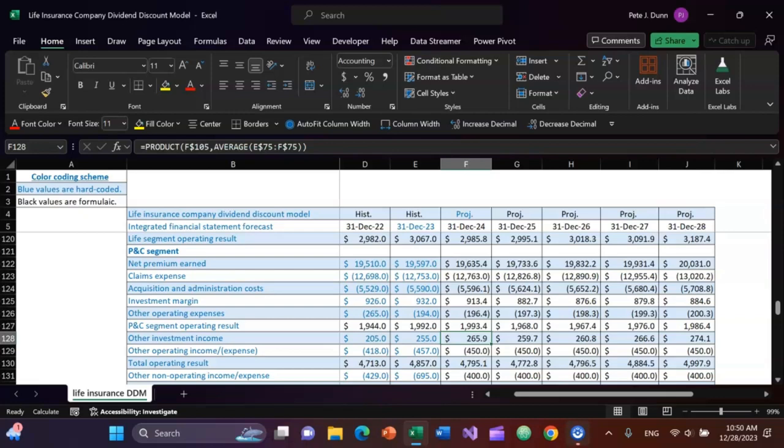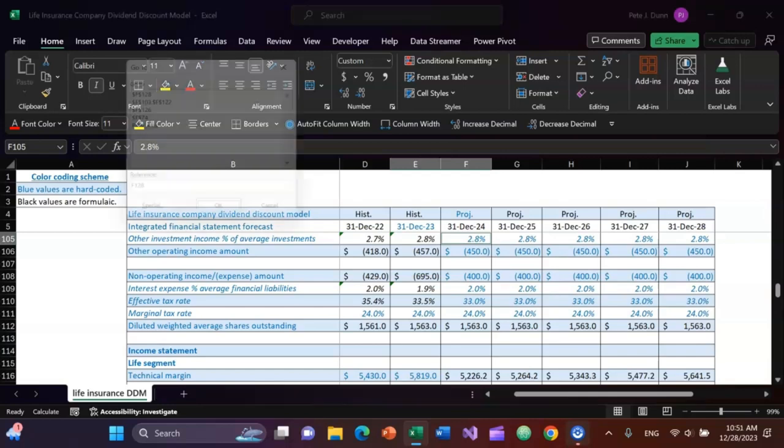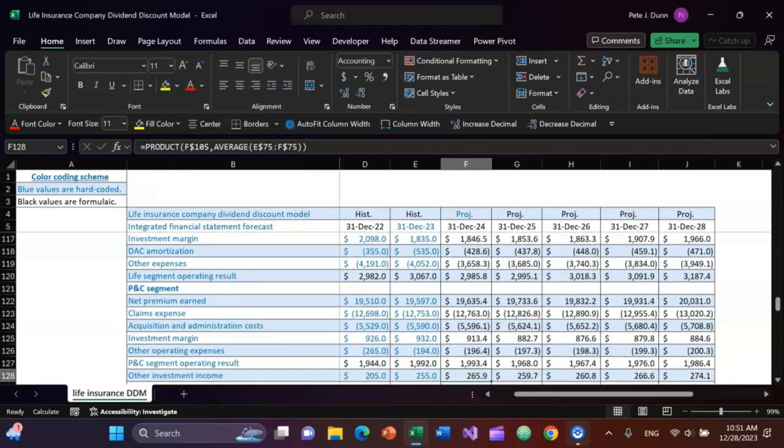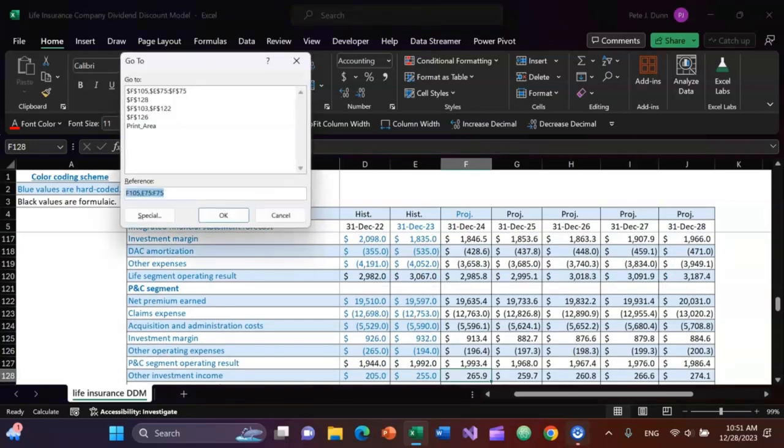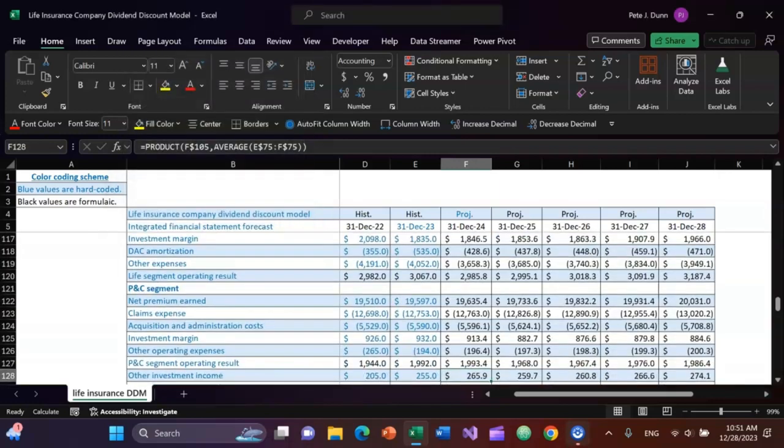And then investment income, other investment income, is based on average other investments times the assumption in row 105, which was other investment income as a percentage of average investments. F5 enter to get back. I'll do F as in Foxtrot 5, go up to row 75, and you can see the other investments, which refers to the other investment schedule. F as in Foxtrot 5, enter.